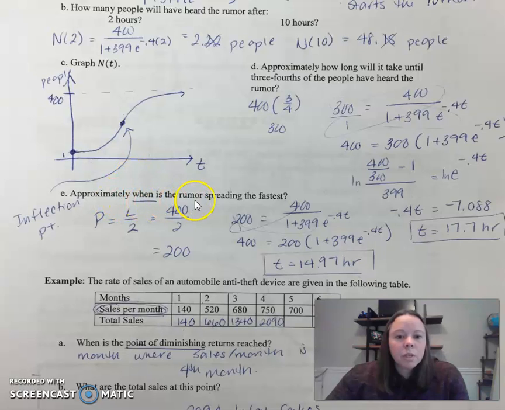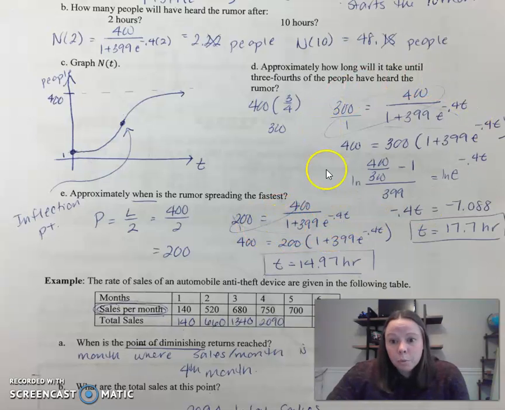Okay, and then approximately when is the rumor spreading the fastest? So that's that L over 2. That's going to be this inflection point when you change concavity. That's when it's spreading the fastest. And you can see that. That's when the slope of the tangent line is the steepest. So solve your L over 2. You get 200. Set that equal to your logistic equation here.